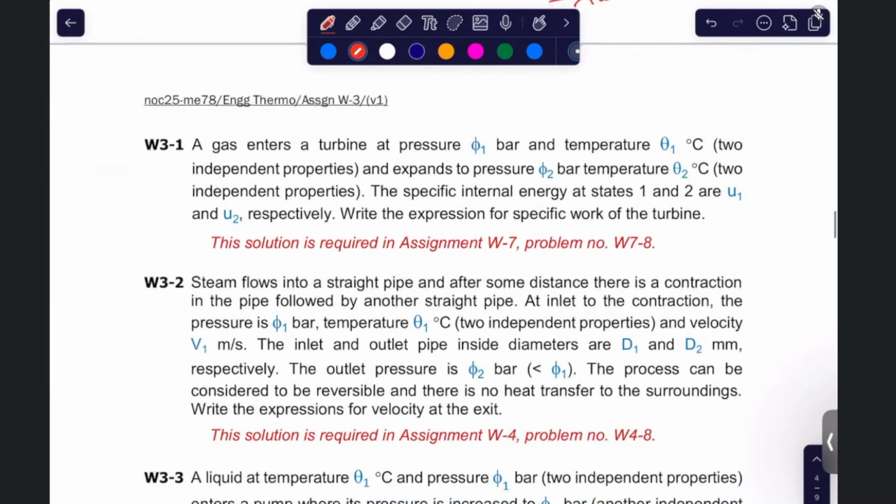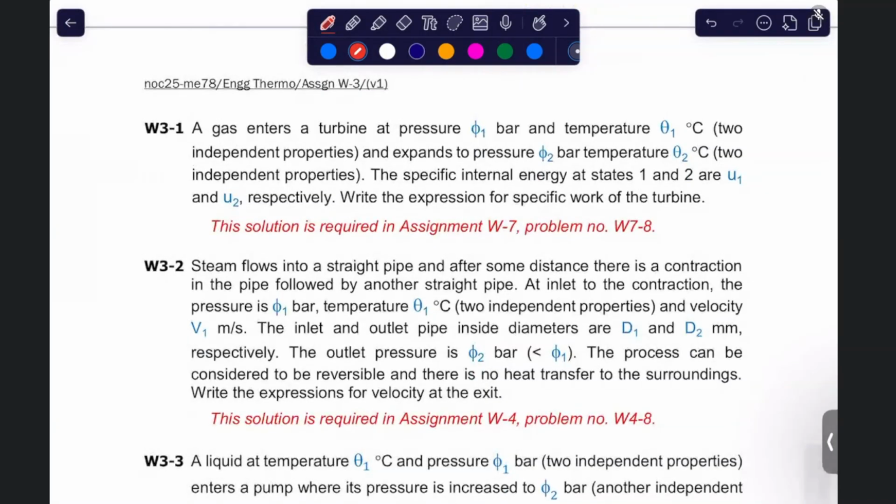Yep. So these are the assignment questions. First is: a gas enters a turbine at pressure p1 bar and temperature theta 1 degree centigrade. Two independent properties. Okay, pressure and temperature are independent properties only. And it expands to pressure p2 bar and temperature theta 2 degree centigrade. The specific internal energy at state 1 and state 2 are U1 and U2 respectively. Write the expression for specific work of the turbine.